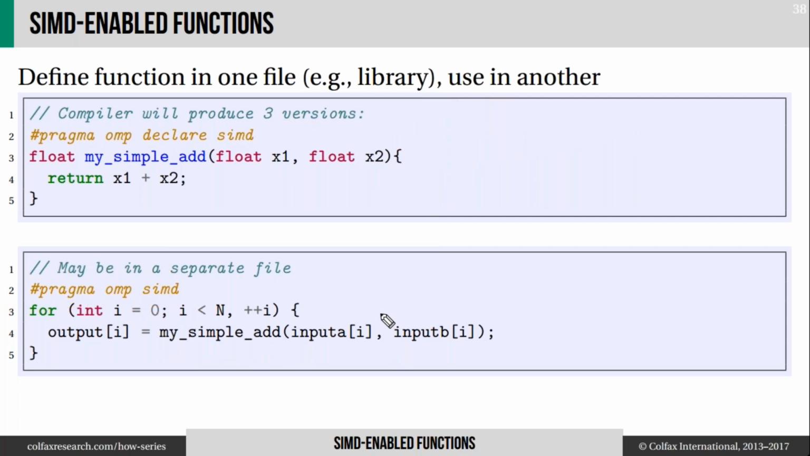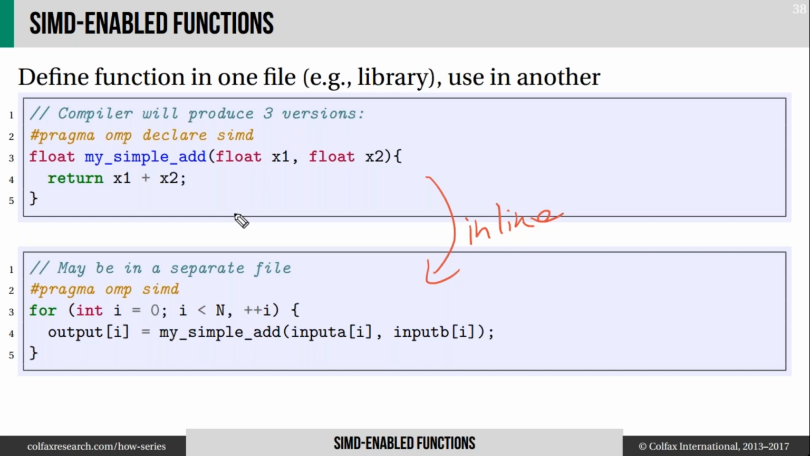It is not always necessary to use SIMD-enabled functions. For example, if the declaration of the definition of the function and the usage of the function is in the same source file, then the compiler can just inline them. And it's not necessary to go through SIMD-enabled functions.